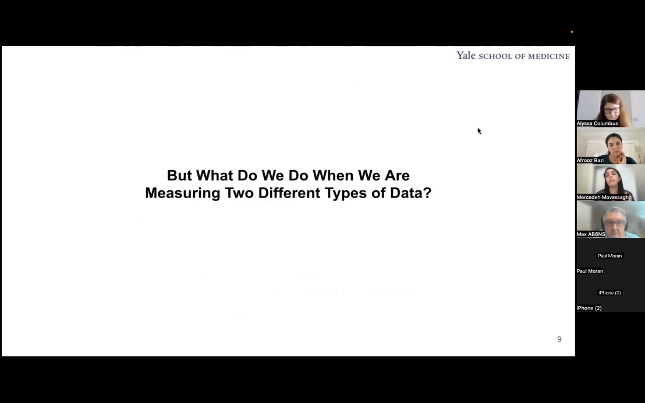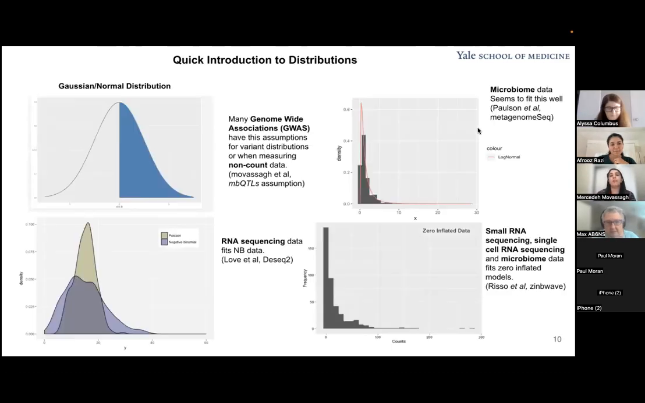Before I do that, I wanted to give an introduction for non-statisticians, which I think everybody in this crowd should know a little bit. Quickly go over distributions. When we talk about Gaussian or normal distribution, it's a bell-shaped distribution. A lot of the genome-wide association studies take this as an assumption when they're doing statistics on their data. Non-count data also fit to this. So one of the packages that we'll talk about, MBQTL, has the normal distribution assumption because it deals with GWAS data.